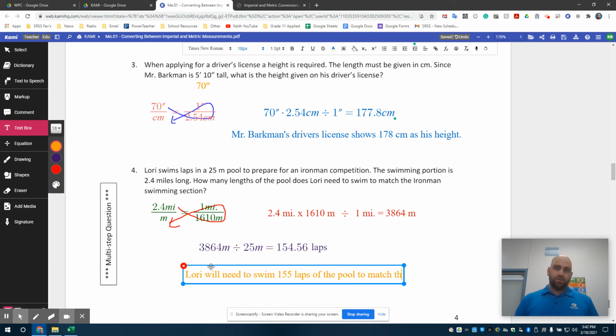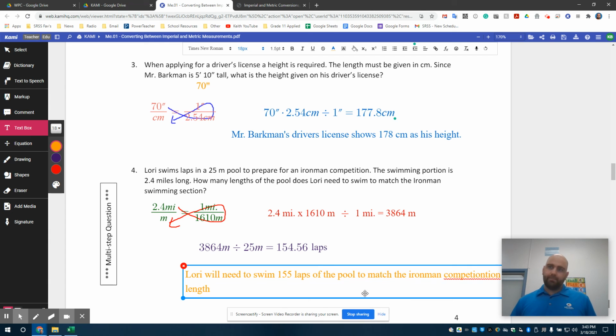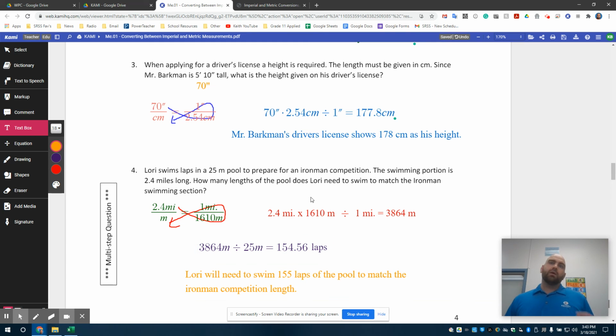to match the Ironman competition length. There we go. Okay. So again, this is how we would finish off our question. If there is some context, we give some context as the answer. So convert to the unit, and then we divide by it.